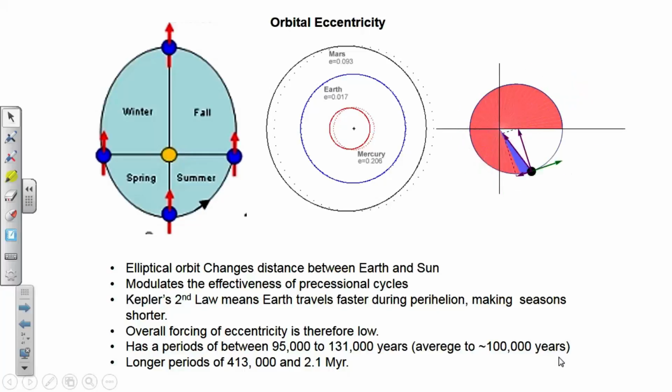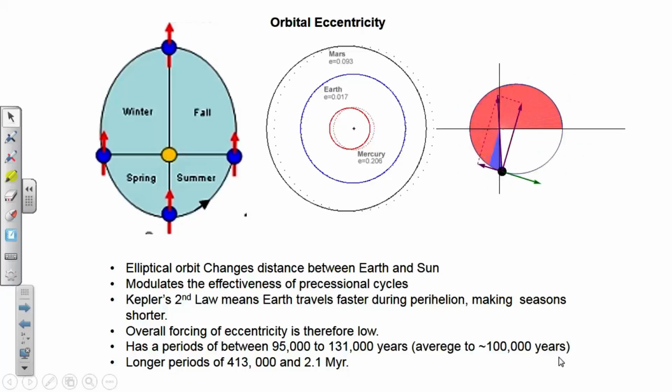And this has a number of effects, but the biggest one is that it modulates the effect of the precession cycle. So imagine if you had a completely circular orbit, it wouldn't matter which way the axis of rotation of the Earth pointed. Whereas if you had a very elliptical orbit, precession matters a lot more.